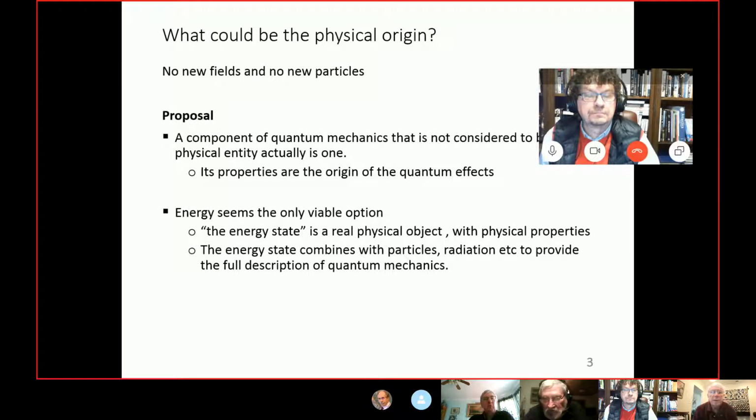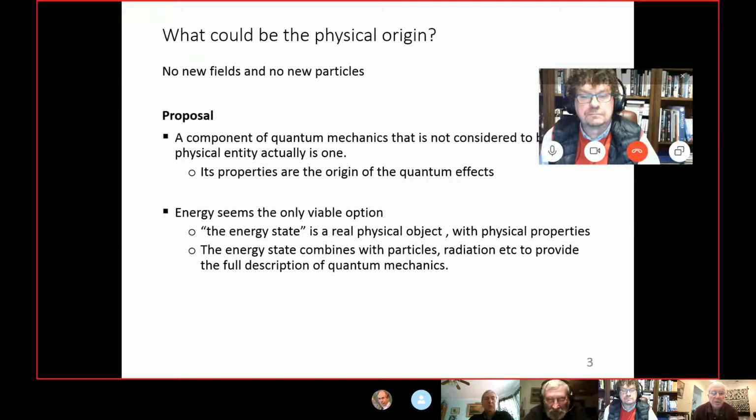So, the problem, of course, is, what could that possibly be? And as we know, there are no fields that are introduced in quantum mechanics. There are no particles. So, that's not the source of the physical origin. It just seems as if all of the aspects of classical mechanics suddenly take on another property, which doesn't have an obvious origin.